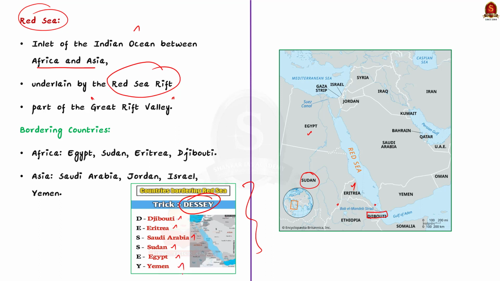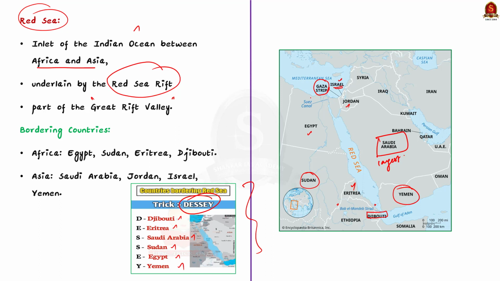Okay, let us continue our discussion. As we have seen, on the Asian side, Saudi Arabia has the largest coastline along the Red Sea, leading up to the Gulf of Aqaba. Jordan has a small coastline at the northern end of the Gulf of Aqaba. Israel's resort city of Eilat is on the Red Sea, and know that it is located at the northern tip of the Gulf of Aqaba. At the southern end of the Red Sea, Yemen has a significant coastline that includes the strategic Bab el-Mandab Strait. This is all about the basics of the Red Sea.